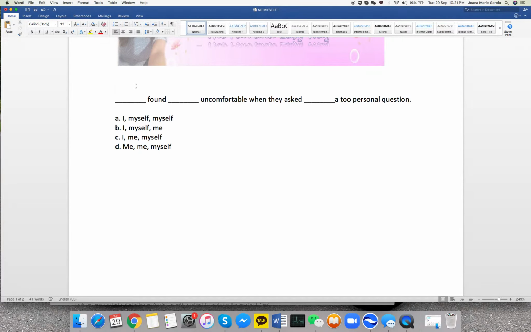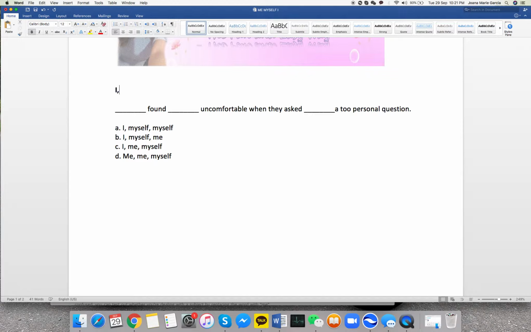three of the most confusing personal pronouns in English. Many people are confused about when to use the personal pronouns I, myself, and me. And this is actually one question from a civil service exam reviewer.